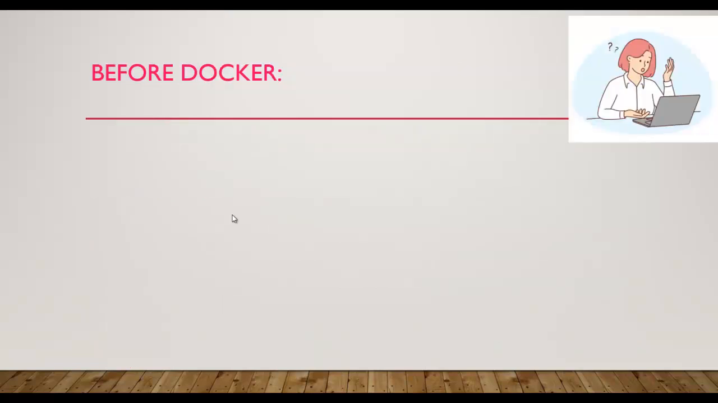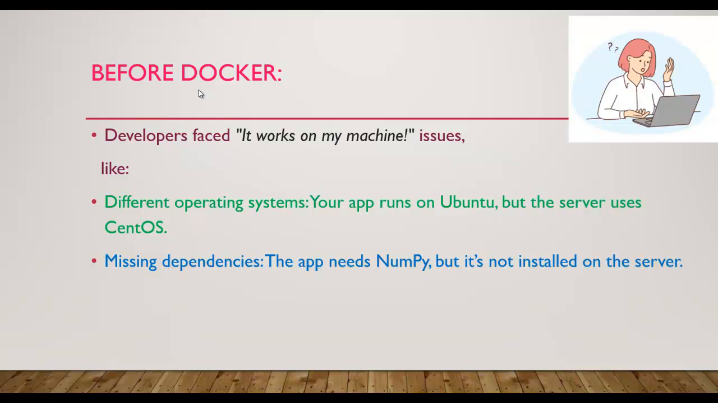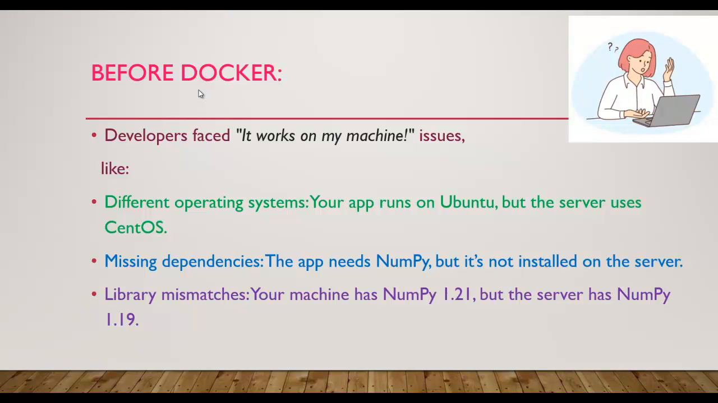Let's move on. Let's consider the scenario before Docker was not there, right? Before Docker, developers faced "it works on my machine" issues like different operating systems. Your app runs on Ubuntu, but the server uses CentOS. Missing dependencies: the app needs NumPy, but it is not installed on the server. Library mismatches: your machine has NumPy 1.21, but the server has NumPy 1.91. Then you can see the result. The app crashes or behaves unpredictably, right? You can see these are the common issues faced by the developers when Docker was not there.